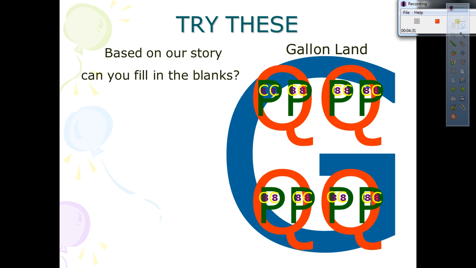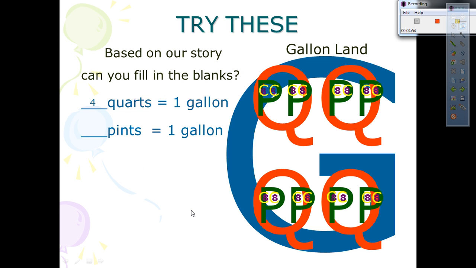For example, if we wanted to know how many quarts are in 1 gallon, we're going to use quarts. We're going to use the Q to represent queens, and in gallon, we're going to use the G to represent all of Gallon land. So if we look in Gallon land, there are 1, 2, 3, 4 quarts. If we want to know how many pints are in a gallon, we're going to look for the prince and princesses in Gallon land. So if we count, there are 2, 4, 6, 8 pints in 1 gallon.